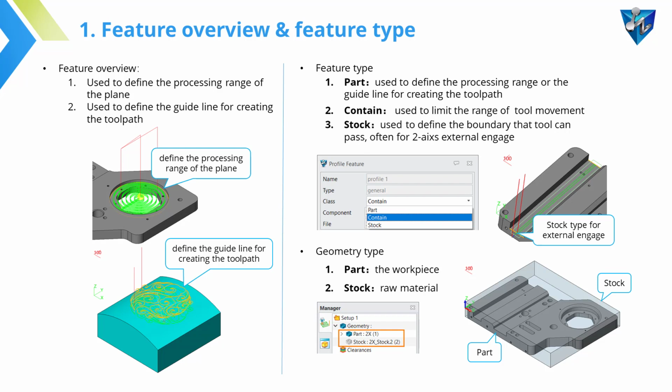As shown below, part is used to define the processing range, which means the tool cannot pass, or used as the guideline for creating the tool paths, applicable for 2x and 3x. Contained is used to limit the range of the tool movement, normally for 3x. We will also have more details in the 3x CAM introduction. Stock is used to define the boundary that the tool can pass, often for 2x external engage.